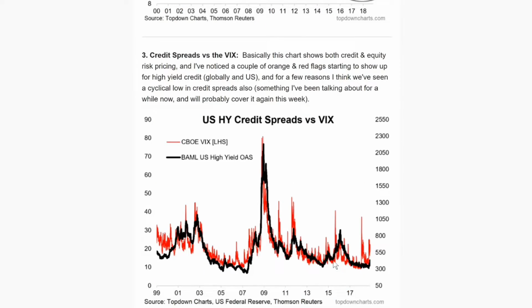Number 3, credit spreads and the VIX. These two things trade fairly closely together for obvious reasons. One is basically equity risk pricing, the other is credit risk pricing. And again here, I believe that we've seen a cyclical bottom in credit spreads. I've been talking about this one for a while actually, and there are a few orange and red flags starting to show up.